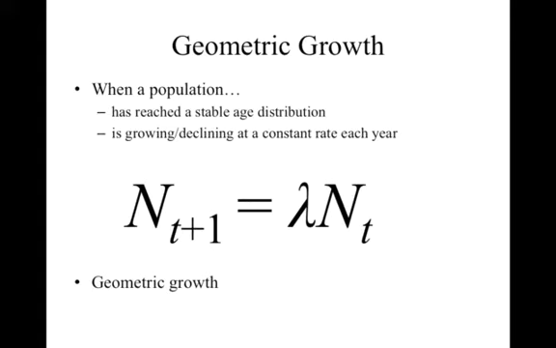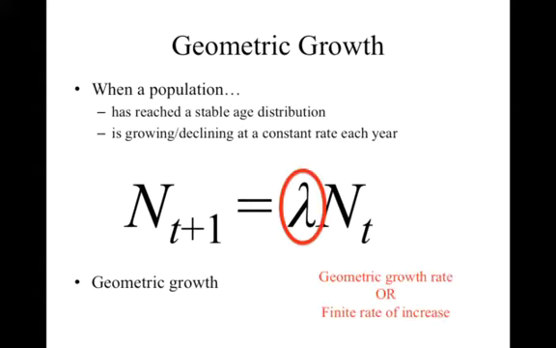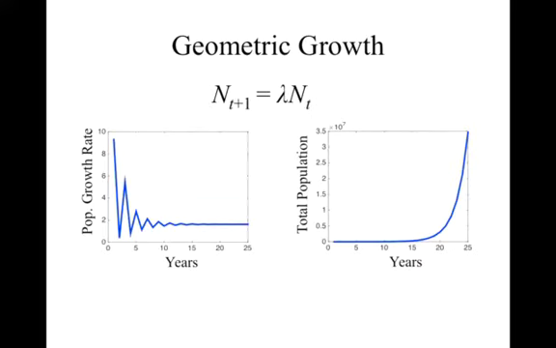When that's true, I can describe the population at year t plus 1 based on the population at year t. So I can describe the population size 1 year later based on the population now using this equation. It's a really simple equation. I just take the size of the population now, I multiply it by the population growth rate, and that gives me the size of the population 1 year later. And this is called geometric growth. And that constant, that population growth rate, when we have geometric growth, we call the geometric growth rate or the finite rate of increase.